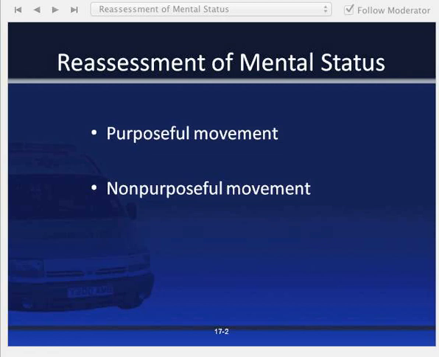Changes in the patient's level of responsiveness are important findings that must be relayed to healthcare professionals to whom you transfer care. It's also important to document these findings in the pre-hospital care report.